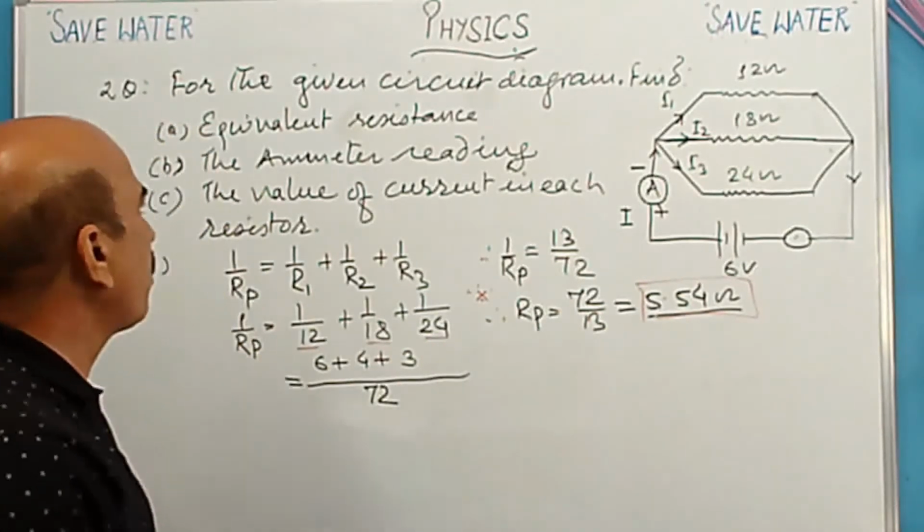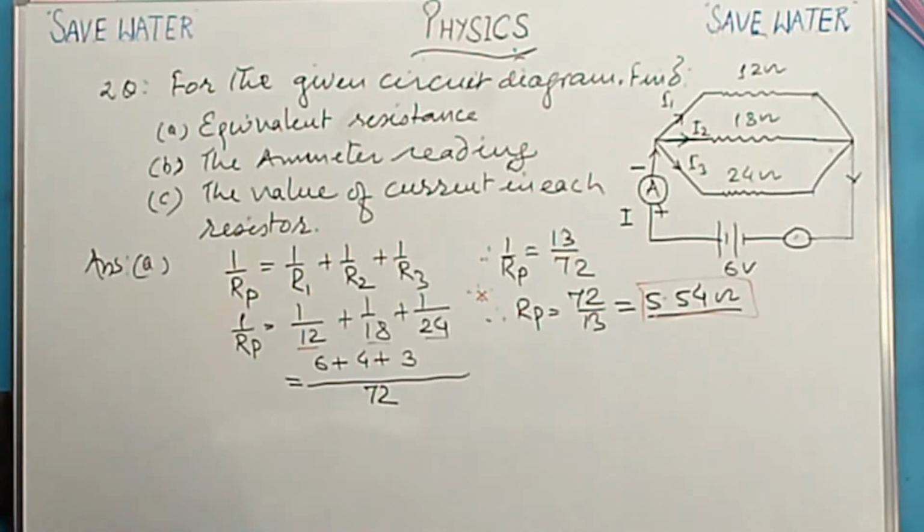Now what we have to find out? The ammeter reading. हमको ammeter reading find करनी है ना? तो हम इसको second part लिखेंगे. So we shall write down here B. Ammeter reading.